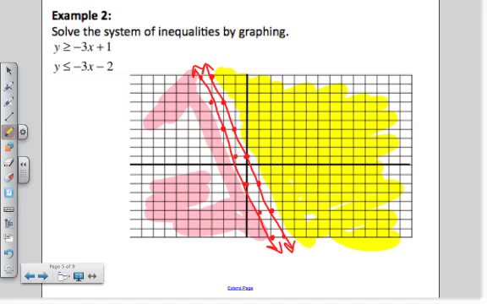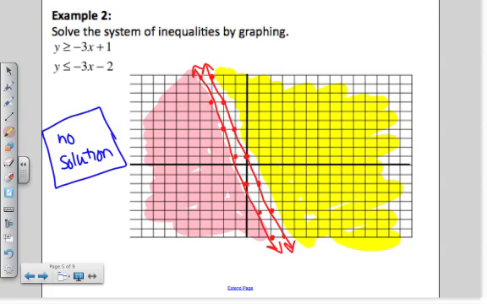Well, where do they overlap? If you say they don't, you are right. So what's my solution? Well, they don't intersect. These lines are parallel, so they don't intersect. And these two areas don't intersect. So this has no solution. Isn't that interesting? A system of inequalities.